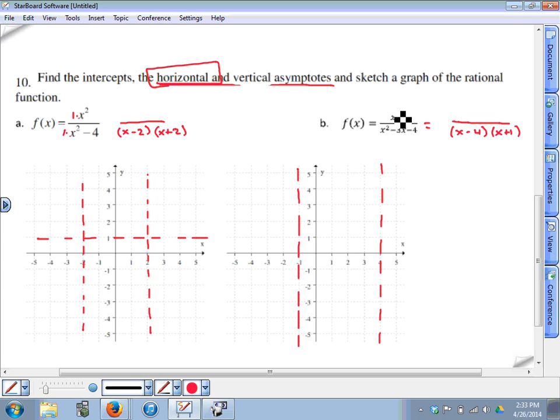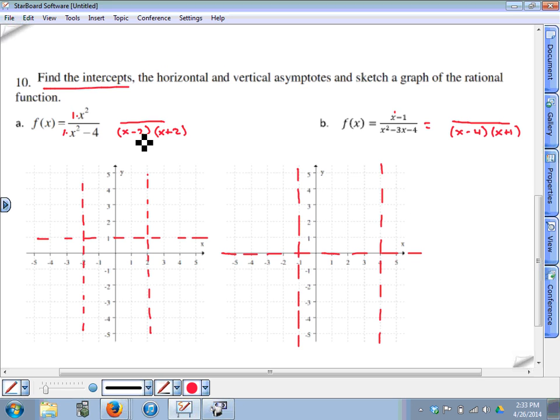In part B, this is an x to the first polynomial, this is an x squared, so the degree on the numerator is smaller than the degree on the denominator. If that's the case, the horizontal asymptote goes right through 0. Now, those are the asymptotes.